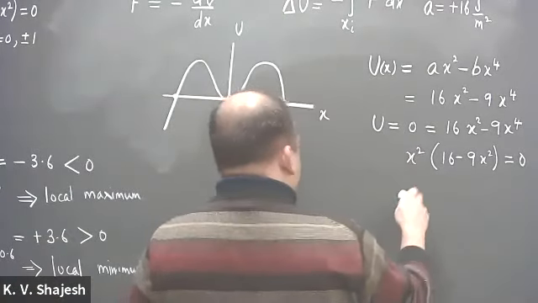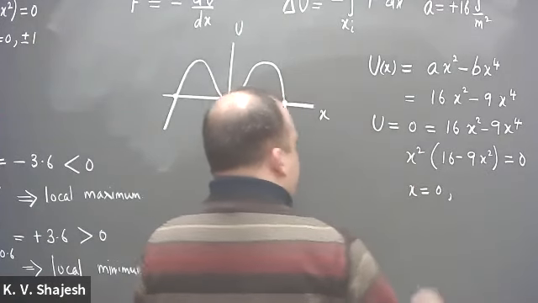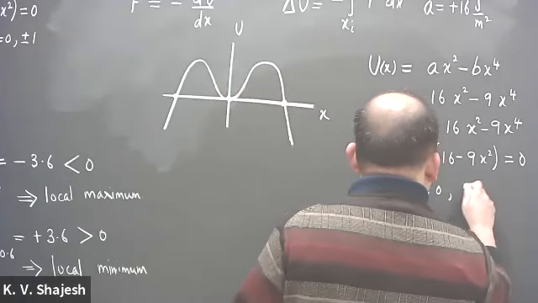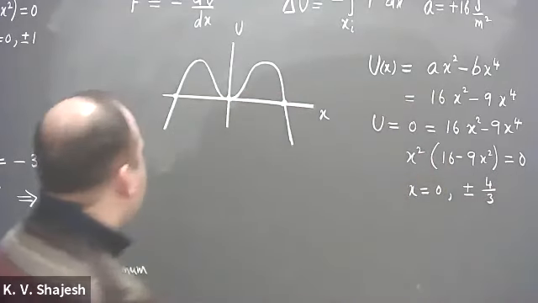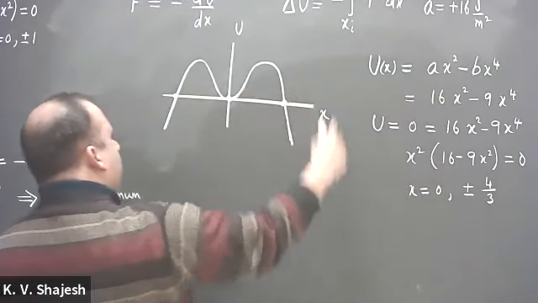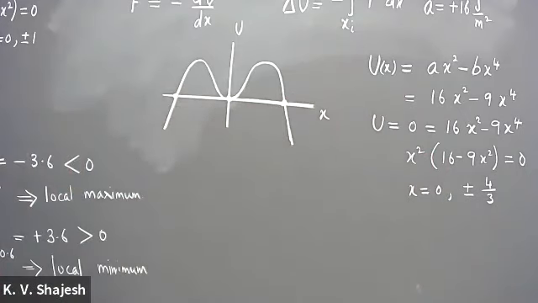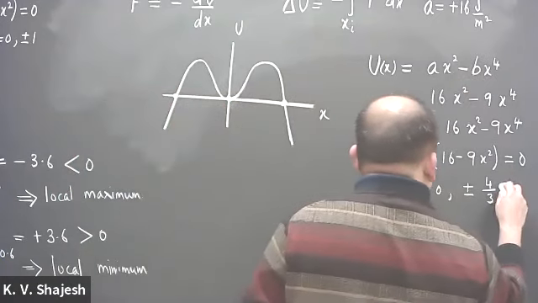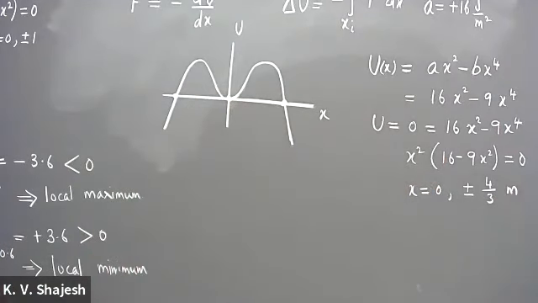X could be plus or minus, but x is equal to 0. And x could also be 4 over 3, right? So x is equal to plus or minus 4 over 3. That point is about 1.3 there, minus 1.3, and that's 0. Those are the three values. And since we have units for x here, this is 4 by 3 meters. So 1.3 meters. That's good.